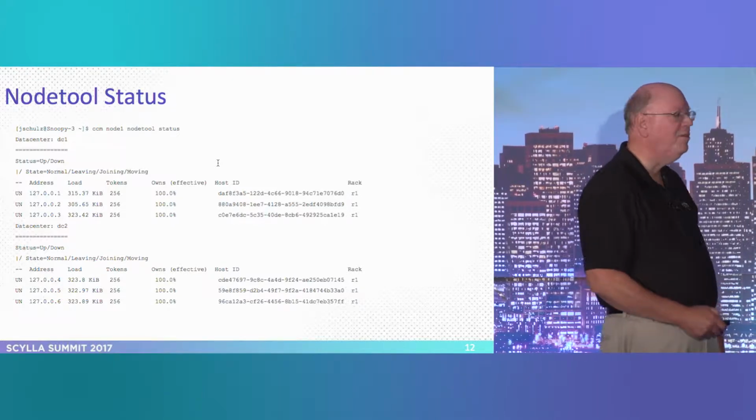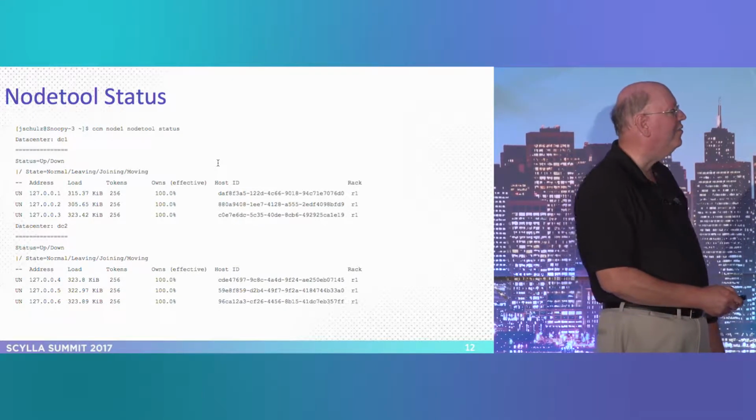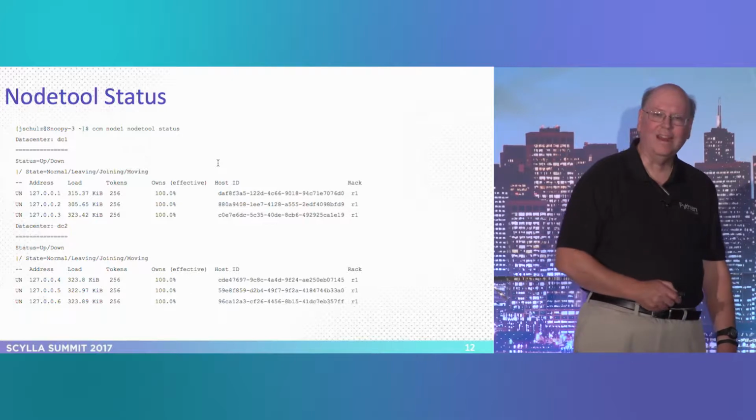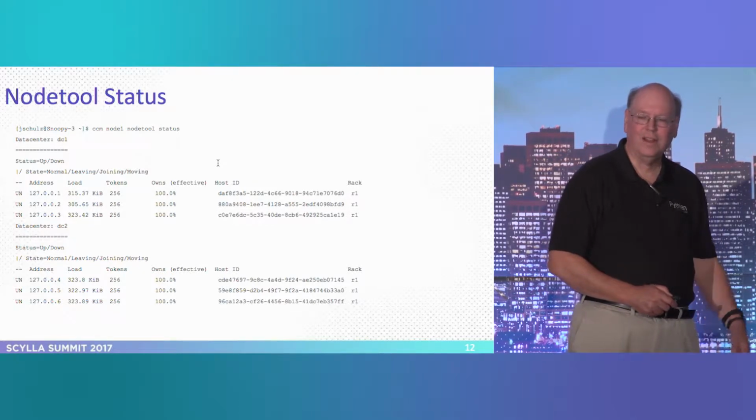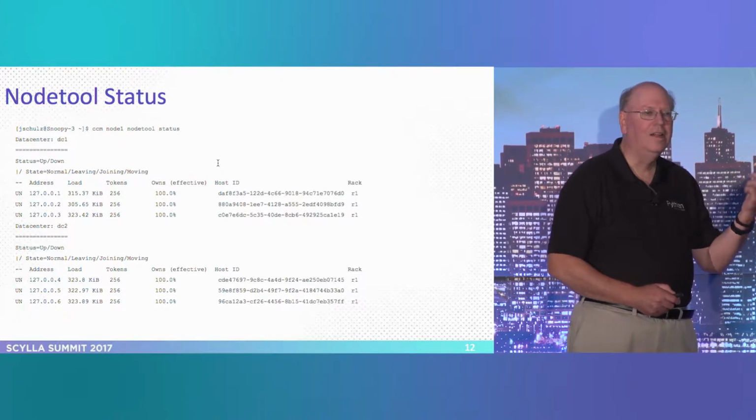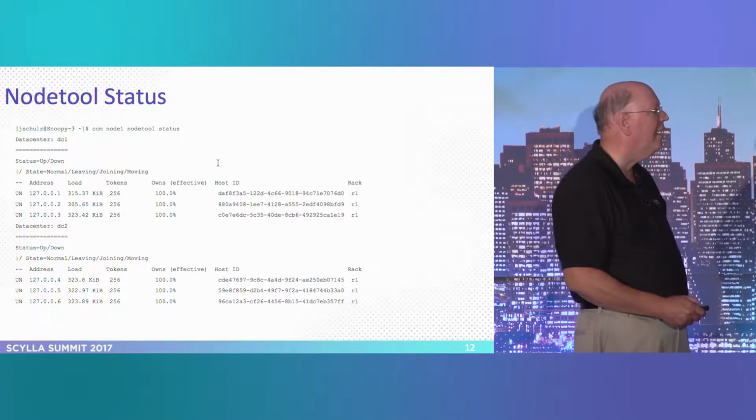UN stands for up normal. If it's down, that first letter will be a D, and there's a variety of other states that basically tell you whether or not a node is leaving the cluster, that'll be like with an L, or joining the cluster, things like that.